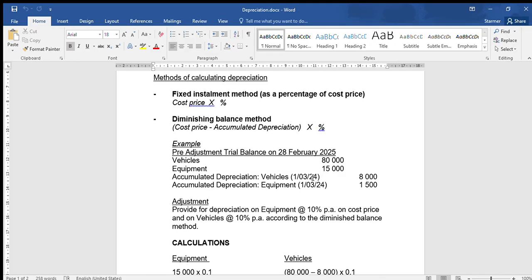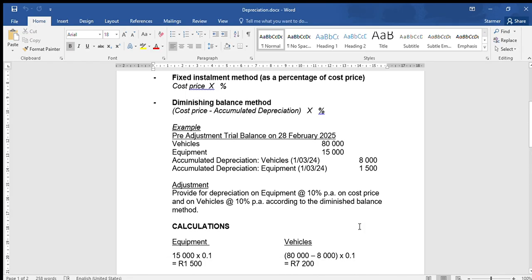If you sell an asset during the year, then you will work out depreciation during the year, but that is for grade 11, so it's not a grade 10 topic. So that will be the last time we worked out depreciation, all the depreciation on vehicles added together, as well as on equipment. And then they tell you the adjustment to provide for depreciation on equipment at 10% per annum cost price and vehicles 10% diminishing balance method.